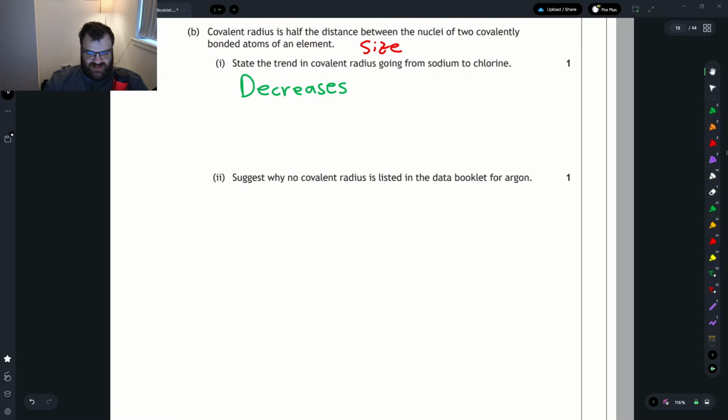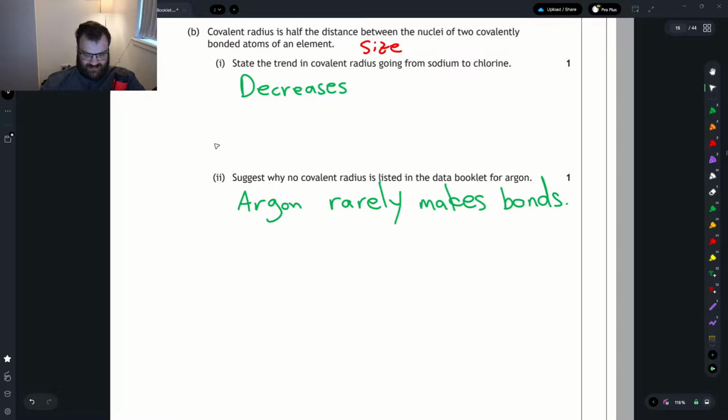Next one, we're asked about why there's no covalent radii listed for argon. I'm going to deviate ever so slightly from the marking scheme because the marking scheme says it does not form covalent bonds. Under some pretty extreme conditions, it can be made to react to things. It's just not likely to, or it very rarely makes bonds. If we said it does not make any bonds, then that's what the marking scheme's saying. So I'm sticking with mine.